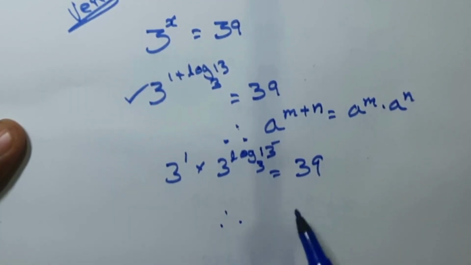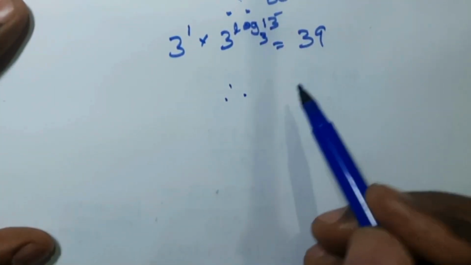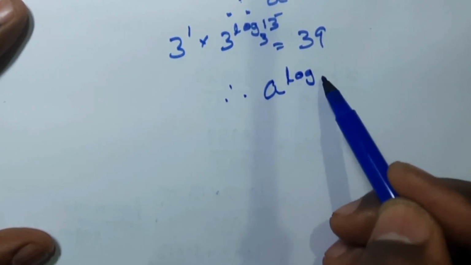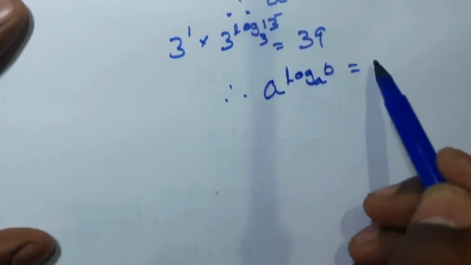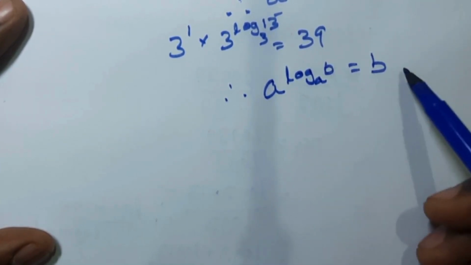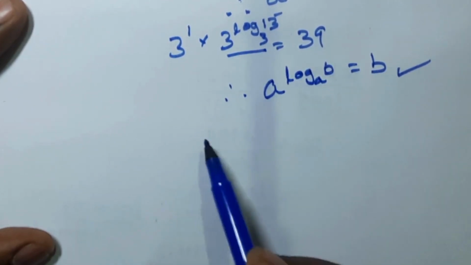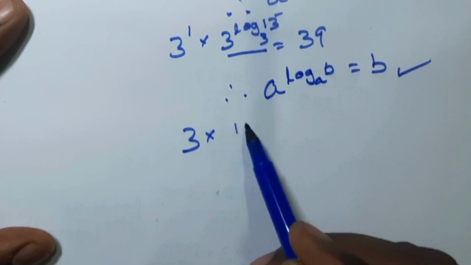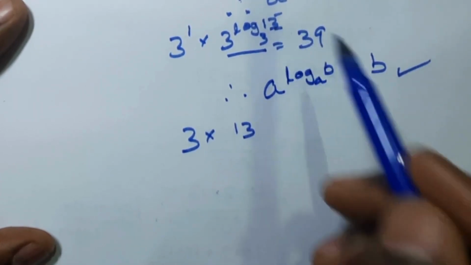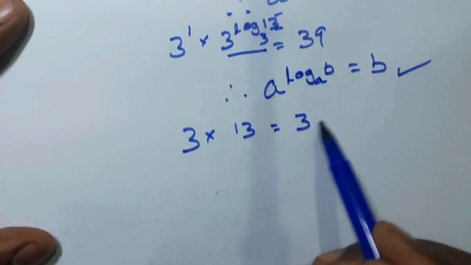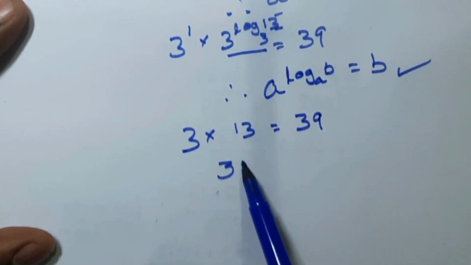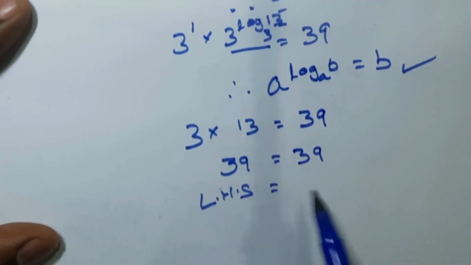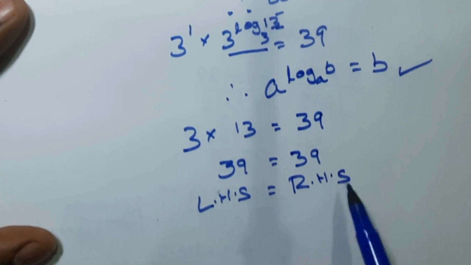Therefore, we know that a to the power of log base a b equals b. So we are going to apply this here. 3 into this is 13, because the b value is 13, equals 39. So 39 equals 39. LHS equals RHS, thus proved.